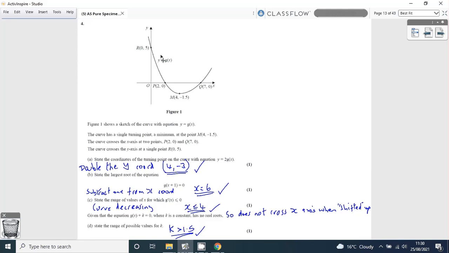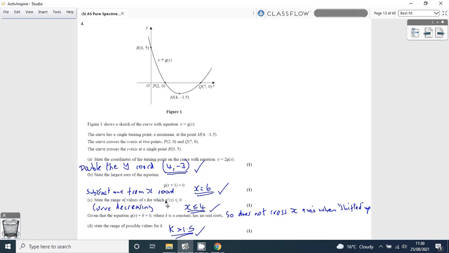Now the original roots are at 2 and 7. For part B, we've got x plus 1 inside the function, so we're going to subtract 1 from the x coordinate. Our biggest root was 7, so subtracting 1 from that, our root is now 6.